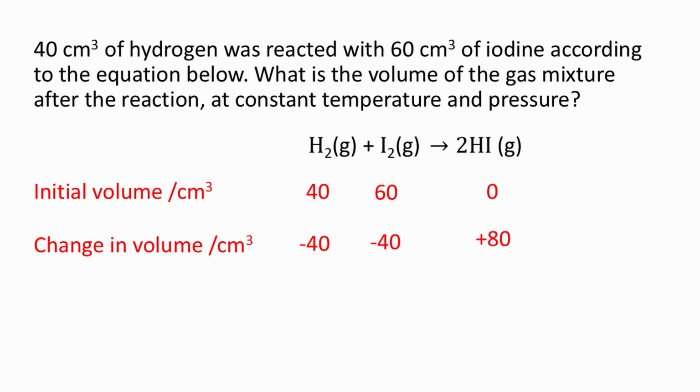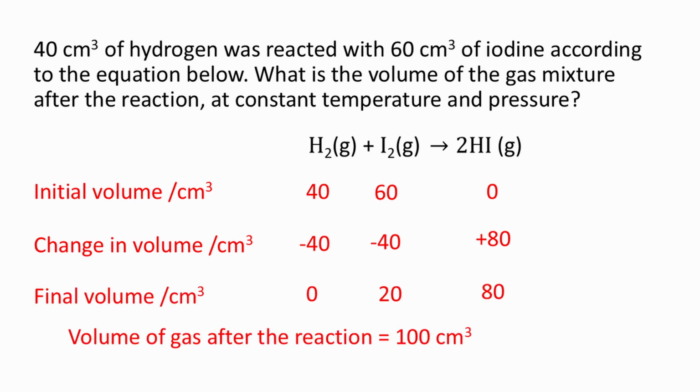Using Avogadro's law, we can state that if 40 centimeters cubed of hydrogen reacts, then 80 centimeters cubed of hydrogen iodide will form. The final volumes of hydrogen, iodine and hydrogen iodide are 0 centimeters cubed, 20 centimeters cubed and 80 centimeters cubed respectively. The total volume of gas after the reaction in this case will be 100 centimeters cubed.